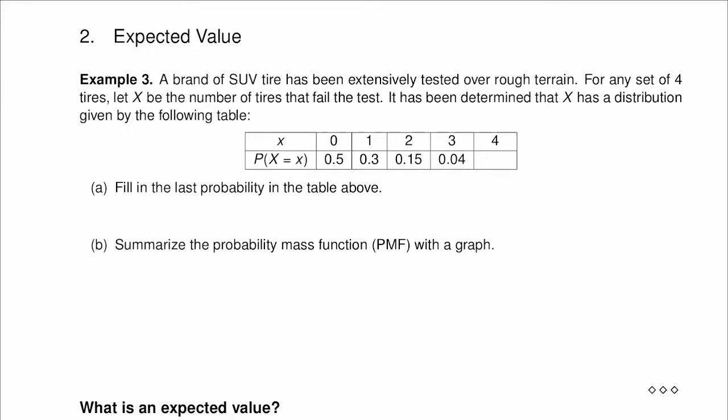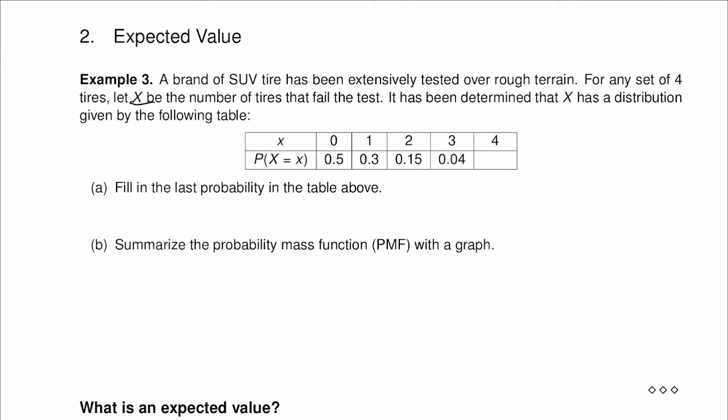In this lesson, we will talk about expected value. We will introduce this concept by using this example number 3. A brand of SUV tire has been extensively tested over rough terrain. For any set of 4 tires, let x, the random variable, be the number of tires that fail the test. It has been determined that x has a distribution given by the following table.